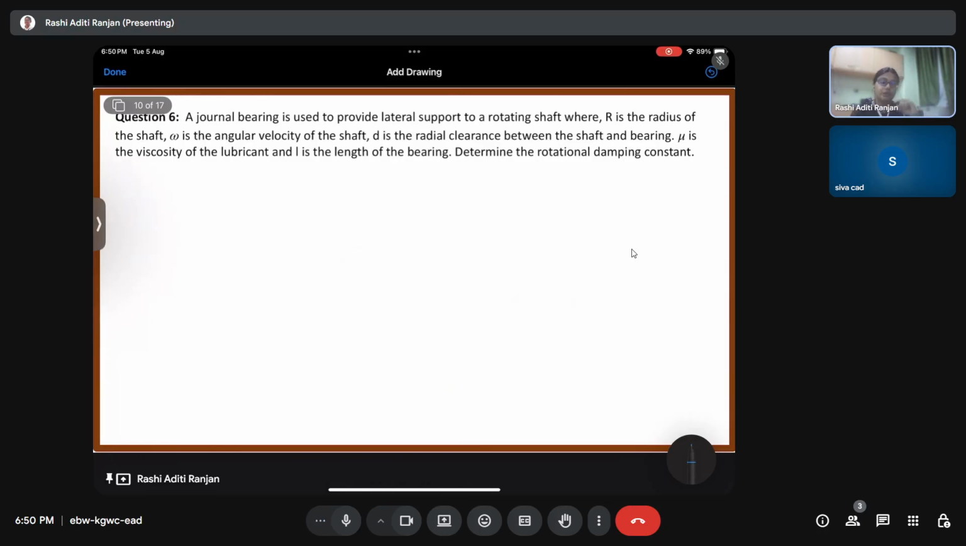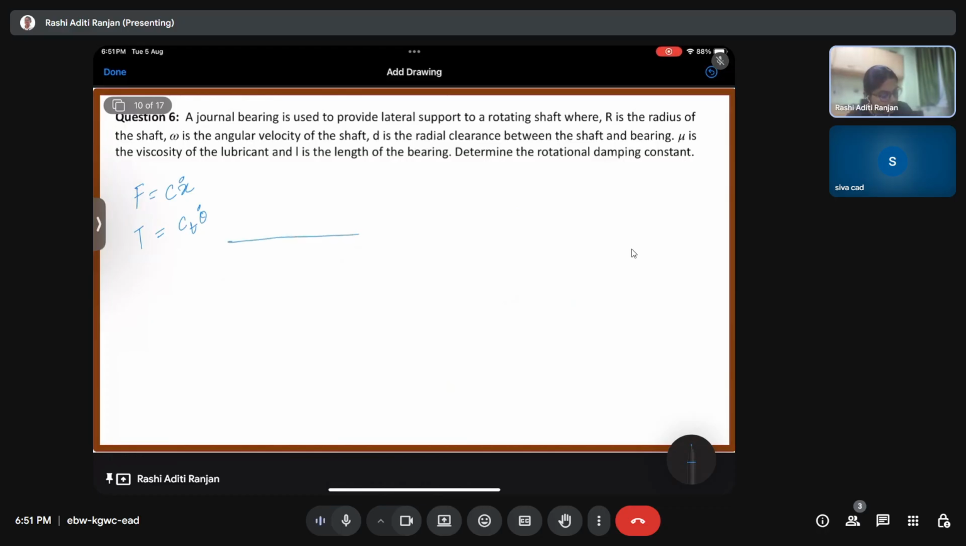We are going to derive the rotational damping constant. For example, if we have F equals Cx dot for a translational system, for a rotational system we are going to have T equals, let us say, Ct into omega or theta dot. This is the analogy for a rotational system, correct? Now, we have a journal bearing, lateral support or rotating shaft.